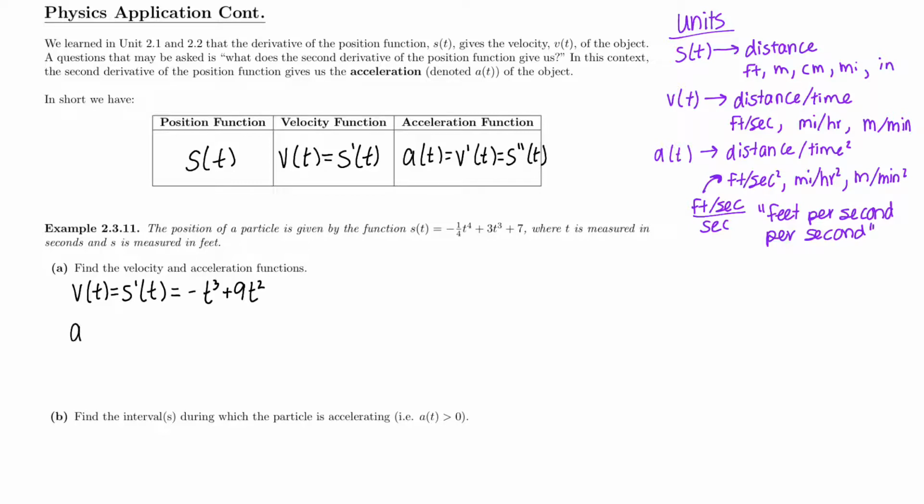For the acceleration function, I take the derivative of the velocity function, which is right here. We just found that. So that derivative would be negative 3t squared plus 18t.